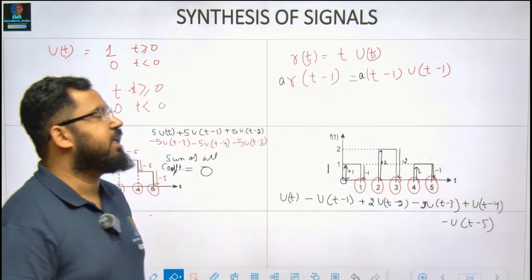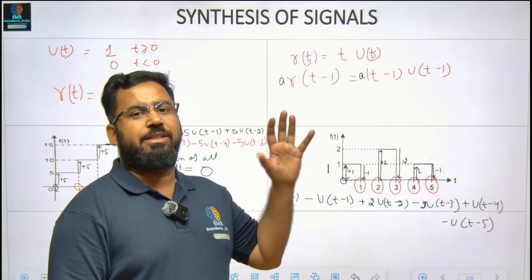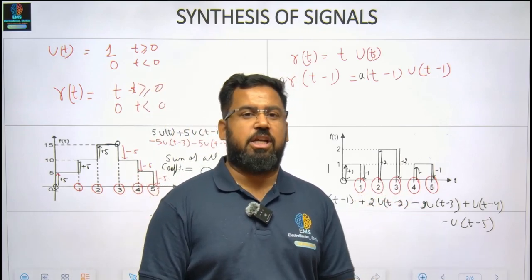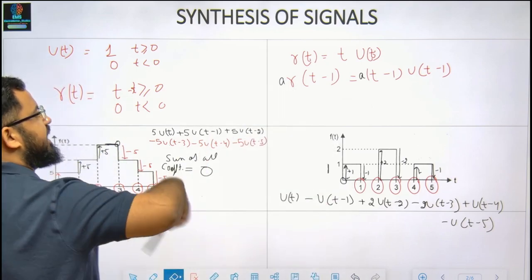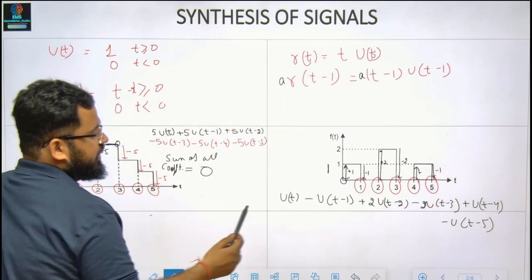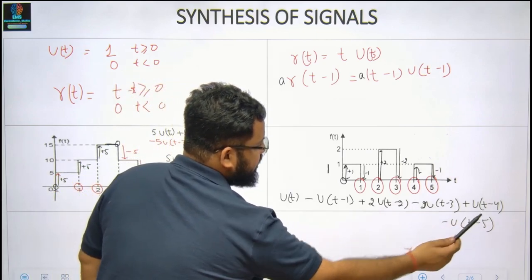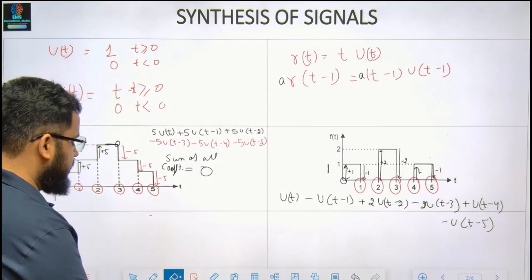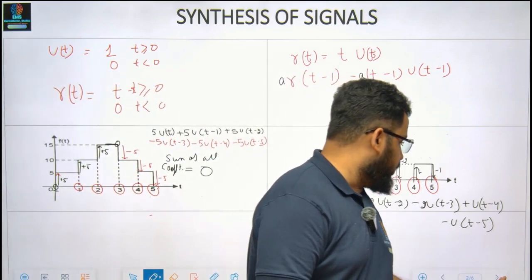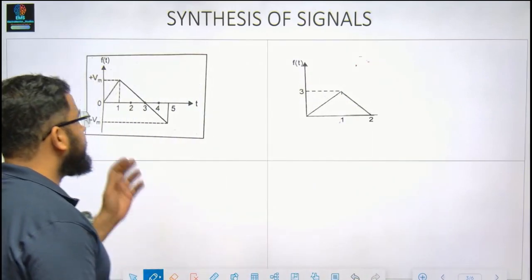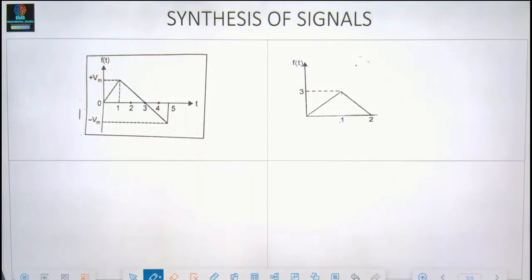Now, dear student, there is a question which comes: synthesize the waveform in terms of Laplace transform. When we do the Laplace transform, we'll revisit all these examples and we just have to convert these terms into Laplace transforms. Okay, so this is basic synthesis in the form of u(t). Now moving ahead, when we have to go with a ramp signal.